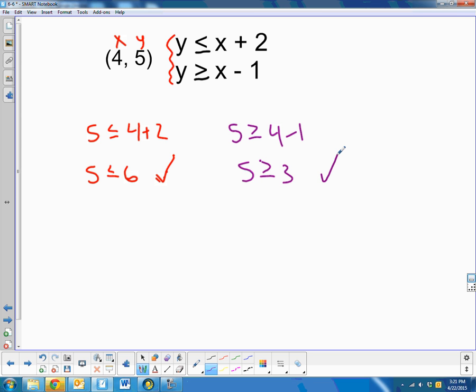So they will not necessarily be equal to each other. In fact, they probably won't be the exact same number, but we have to look at that inequality and say that 5 is less than 6, 5 is greater than 3. Yes, so this would be a solution to that system of linear inequalities.